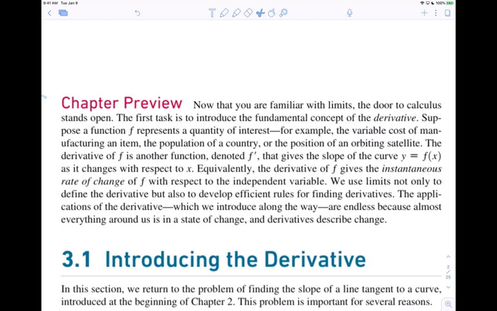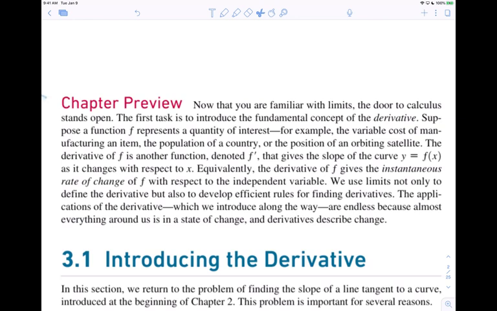So now that we're familiar with limits, last time we talked about how as a second point gets closer and closer to the first point, or as x goes off to infinity, we discussed those different kinds of limits and how they could arise. So now that we're familiar with limits, the door to calculus is open. The first task is to introduce a fundamental concept called the derivative.